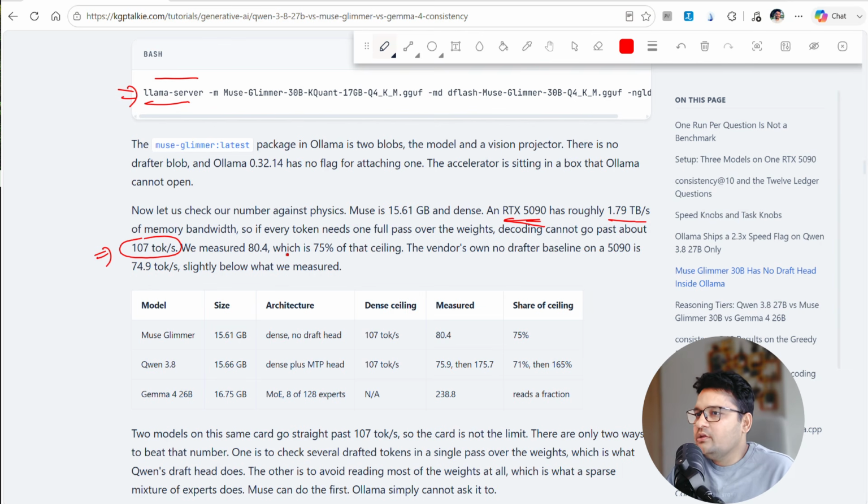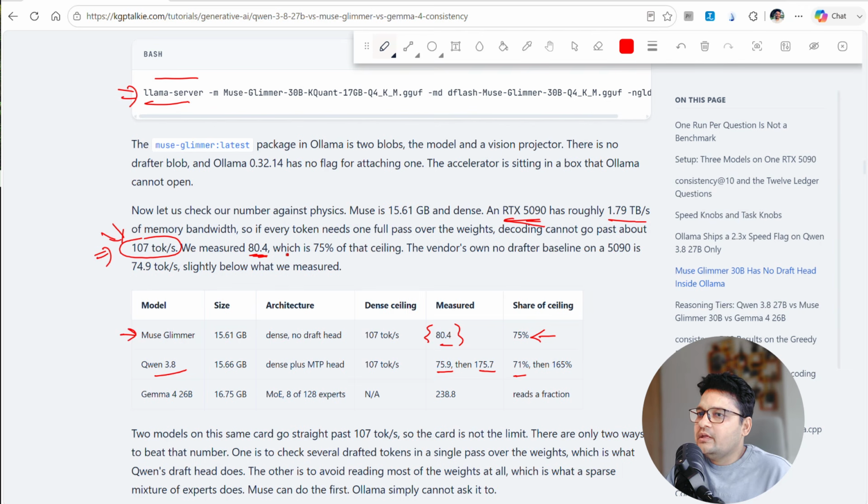All right. And generally you will notice we always get 70 to 80 tokens per second generation speed without any additional technology, without any MTP predictions or DFlash technology. That is why you are seeing the Muse Glimmer model giving us around 80 tokens per second, which is 75% of the ceiling, and Qwen 3.8 gives us 75 to 76 tokens. I'm talking without MTP or any additional technology, so that is about 70%. So overall, in a dense model, you can get 70 to 80% of the maximum ceiling.